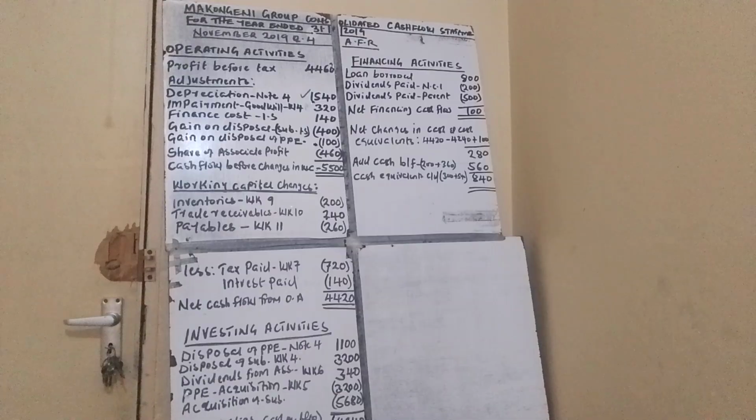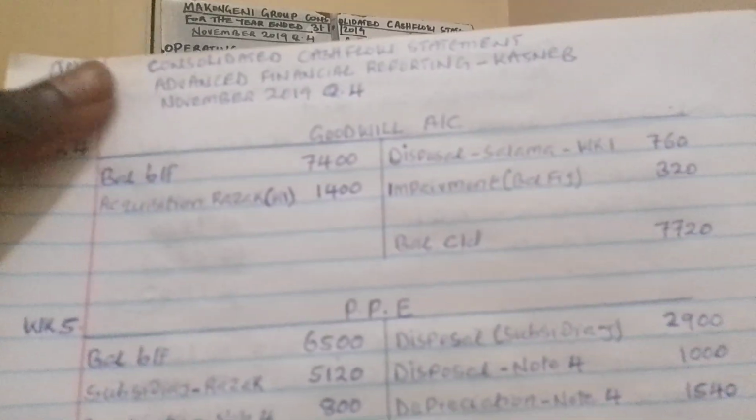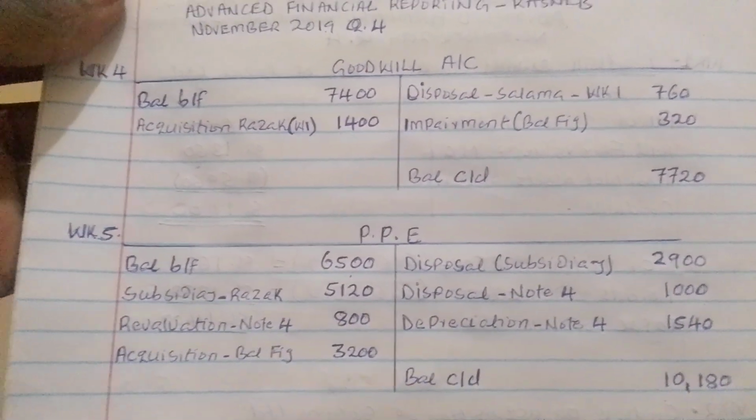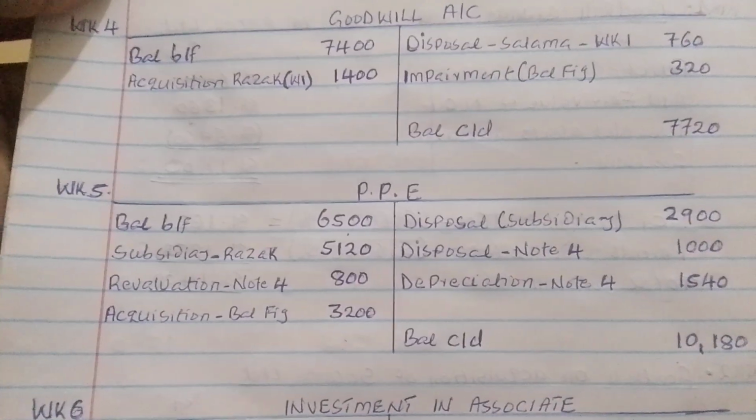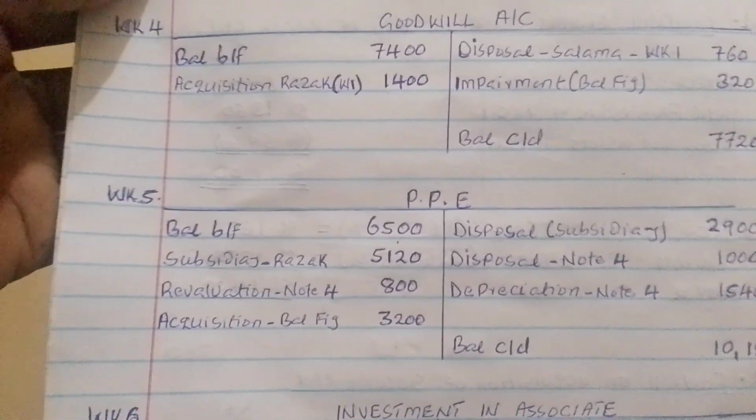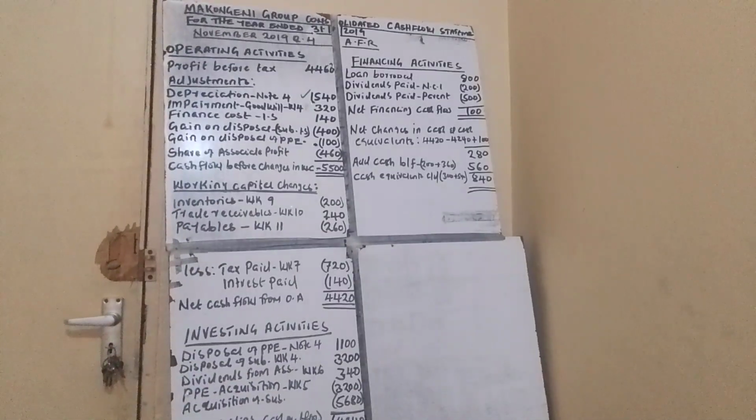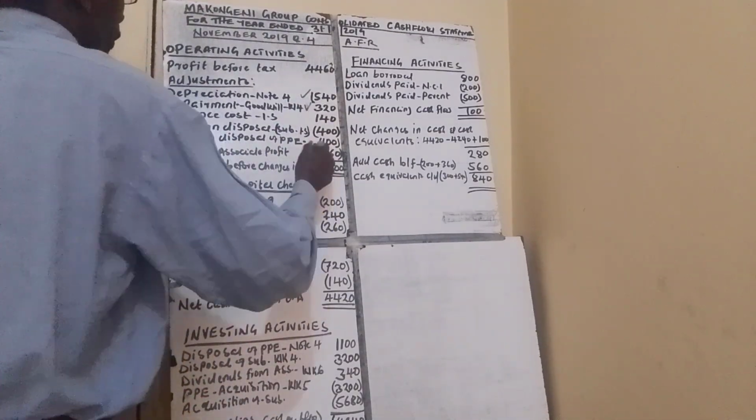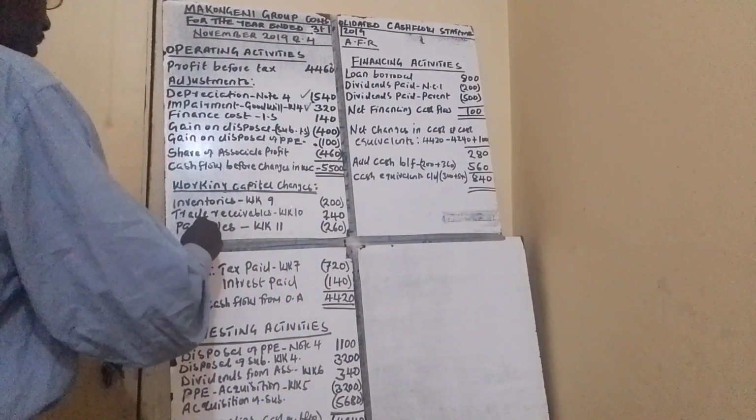So if you work that out, you are getting something like that. So the balancing figure, the 320, is the balancing figure, which means impairment. Okay, so that figure is 320. 320 is the impairment.